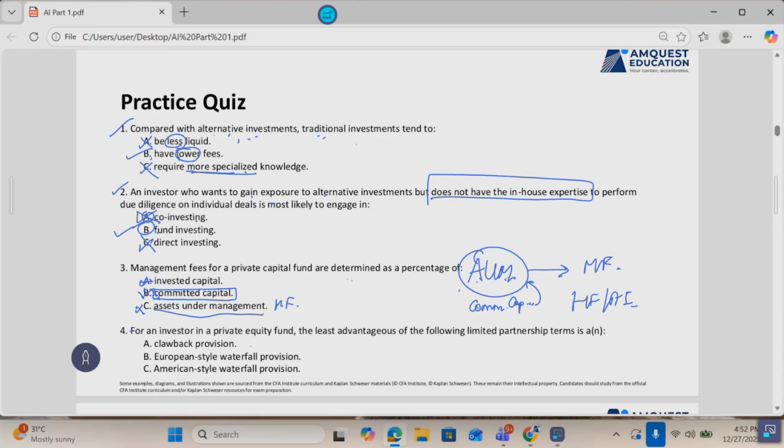For an investor in a private equity fund, the least advantageous of the following partnership terms is, okay, what's the answer?